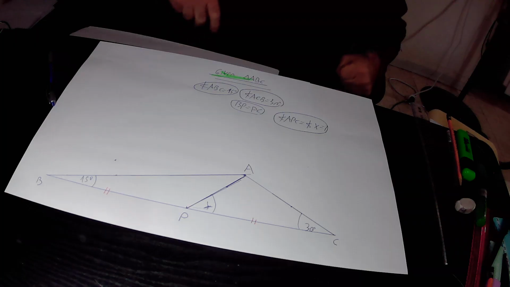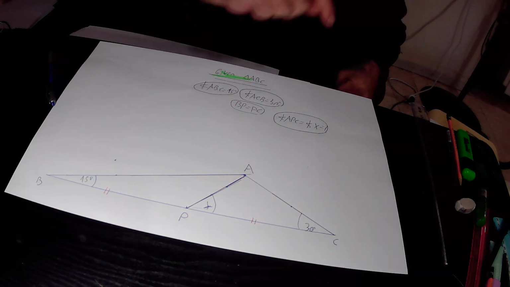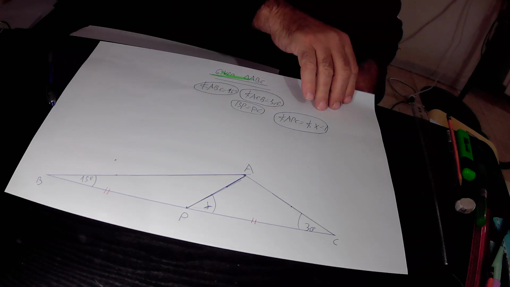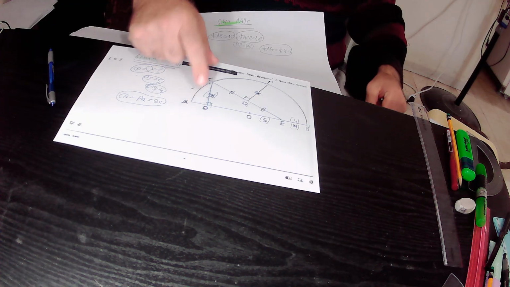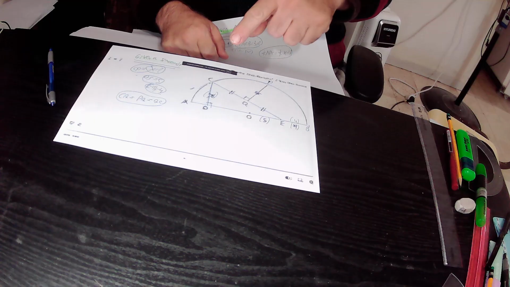Hello, in this lecture we'll answer two questions. In the first question, we'll find out the size of this angle APC, which is equal to x, so we have to find the value of this angle x. And in the second question, we'll find out the length of line segment CD, which is equal to x.